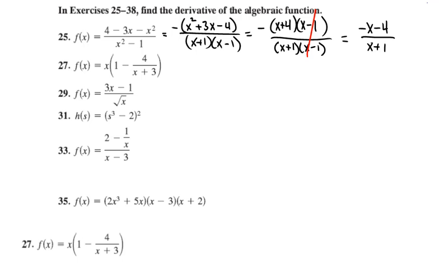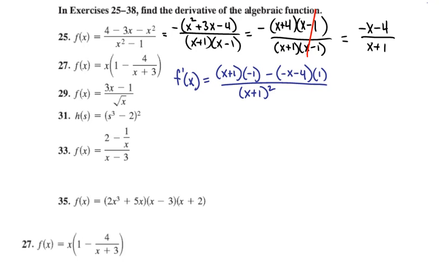And the quotient rule for the derivative of f of x is low, the denominator, times d high, the derivative of the numerator, which is negative 1, minus high, which is the numerator, negative x minus 4, watching out for the negative sign on the outside, times the derivative of the denominator, which is just 1, over the denominator squared. Low d high minus high d low over low squared.